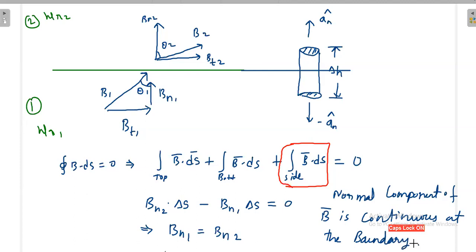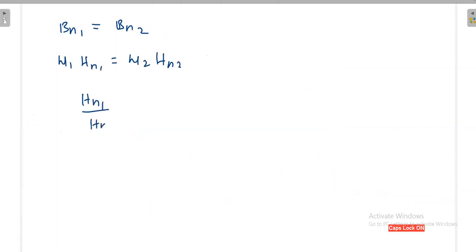Okay, the normal component of B is continuous at the boundary. Once you have this relation, Bn1 is equal to Bn2, we can conclude. We have derived Bn1 equals Bn2. Then what is Bn1? mu1 Hn1, and mu2 Hn2. So what is Hn1 divided by Hn2? That is equal to mu2 divided by mu1. So the normal component of magnetic field is discontinuous at the boundary.